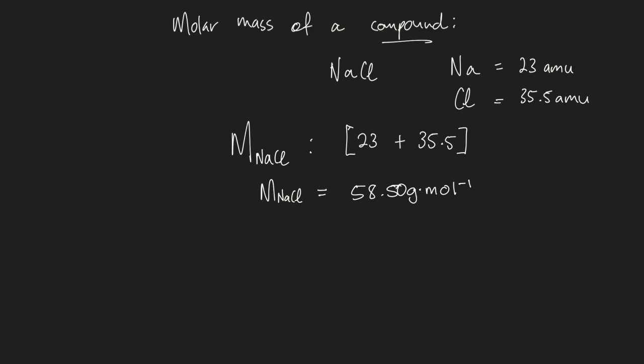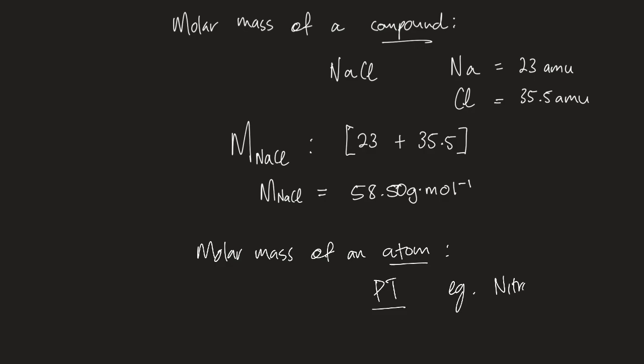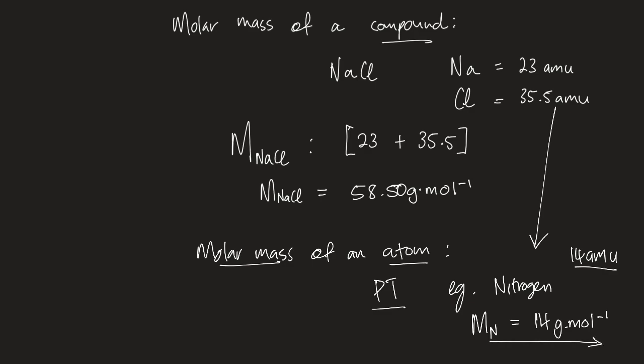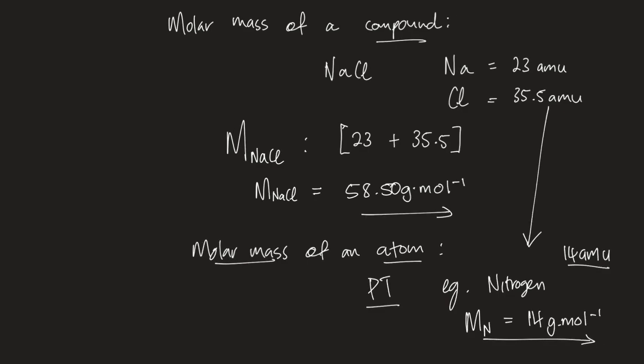Molar mass of an atom, like I said, if I had the molar mass of an atom, then I would just check the periodic table. So for example, if I had nitrogen, then the molar mass of nitrogen is equal to 14 grams per mole. You cannot write it as 14 AMU because 14 AMU is the relative atomic mass. And if they ask you for the molar mass of an atom, you have to write your final answer in grams per mole.